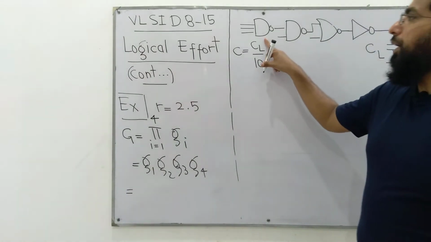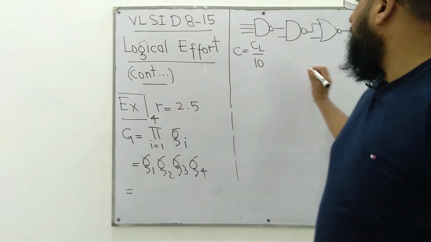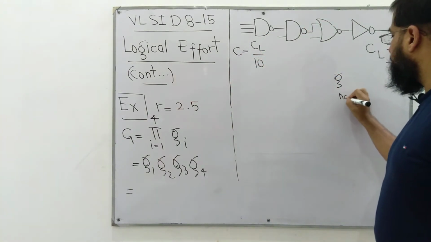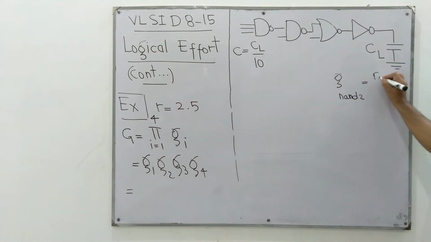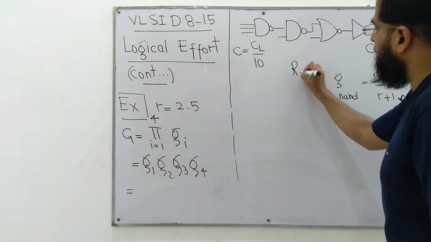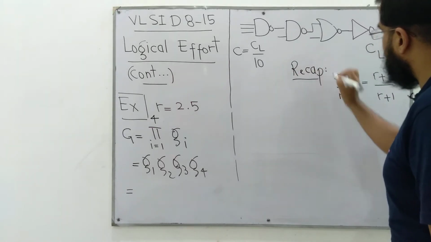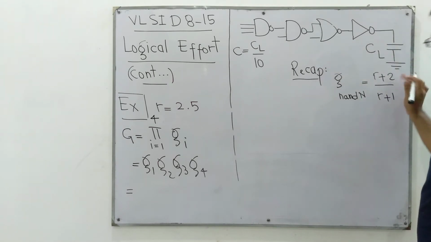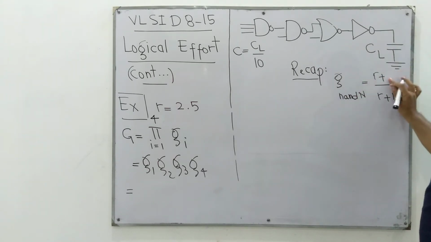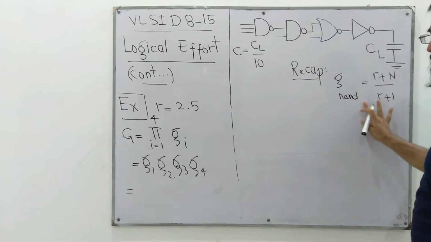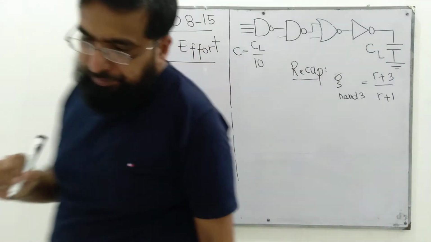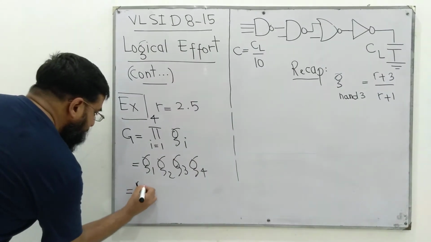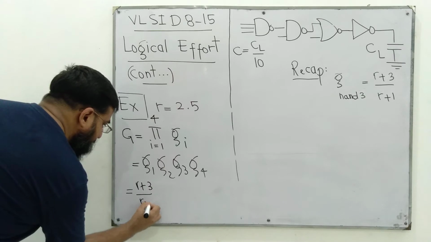It's a 3-input NAND. We know that for a 2-input NAND, G for NAND 2 we studied that this is R plus 2 over R plus 1, and then we studied, it's a small recap of what we have been studying, and for NAND n, G is R plus n over R plus 1. Therefore for NAND 3 this is R plus 3 over R plus 1.